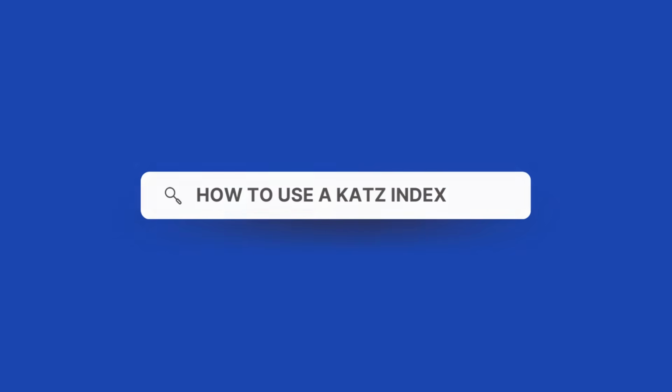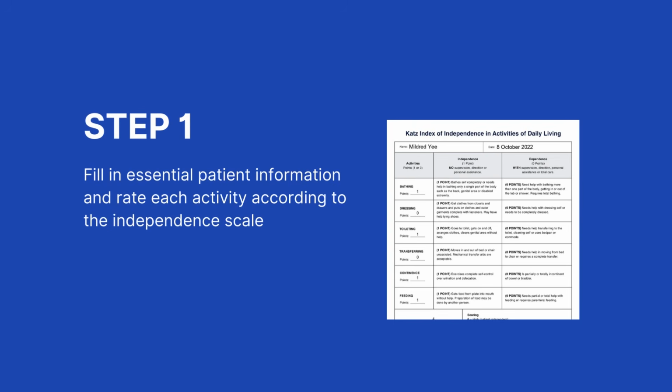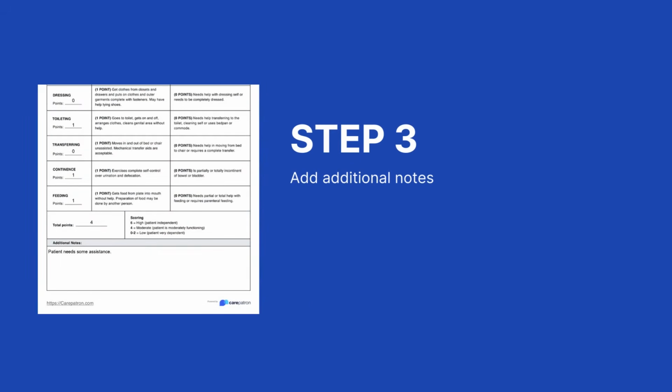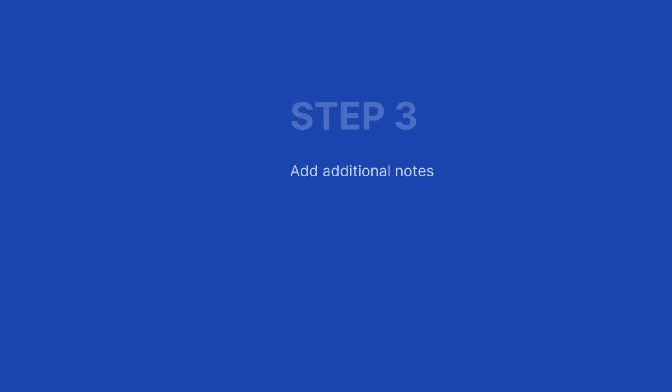How to use a Katz Index. The first step is to fill in essential patient information and rate each activity according to the Independence scale. You'll then need to tally all the scores at the bottom. Add additional notes once interpreting the scores.